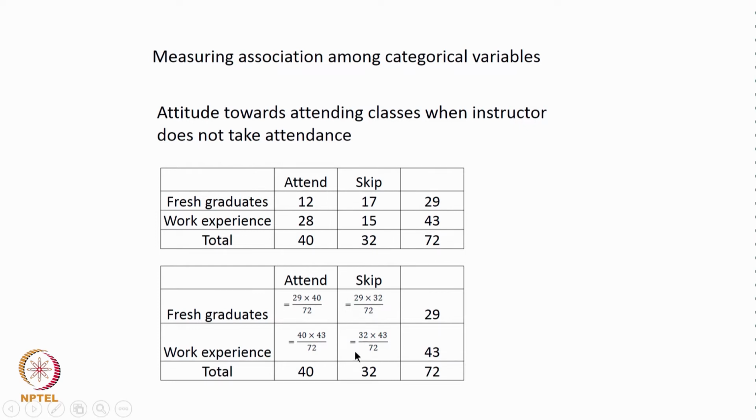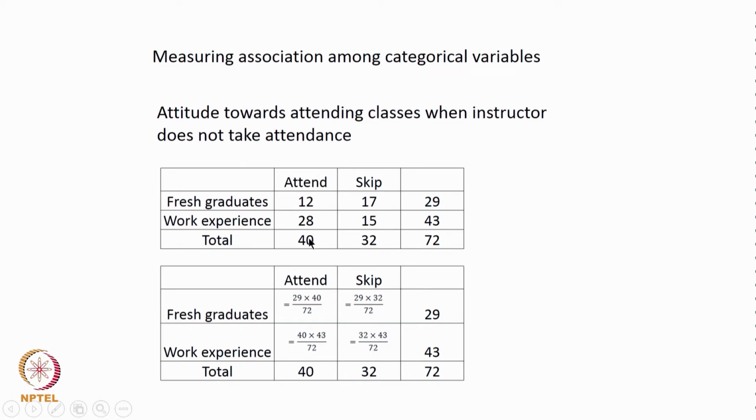Now, we started with this table, and then let us say we found out this in the class, and then we say that there are 29 fresh graduates and 43 people with work experience in a postgraduate class, and we know that 40 attend and 32 skip, making a total of 72 row wise total as well as column wise total. Now, we want to create these ratios again. Now, we want to create these 4 numbers again as ratios, and let me explain how they are created.